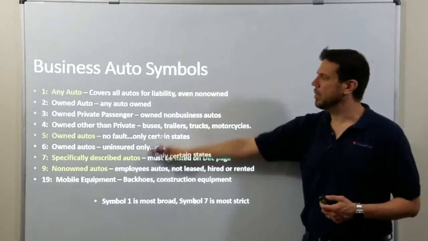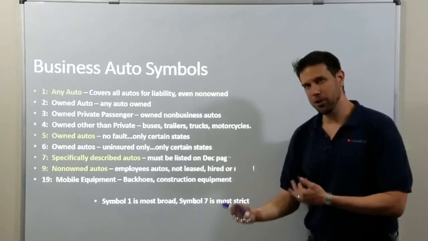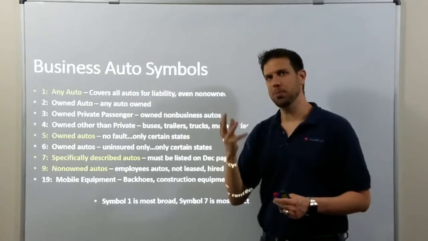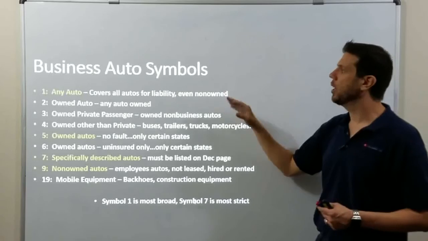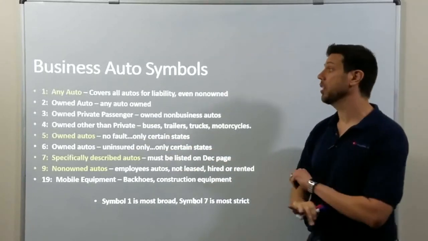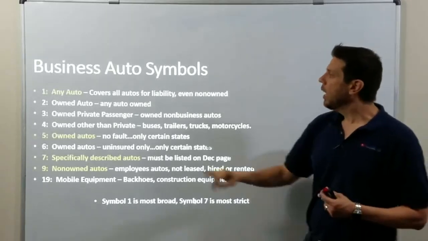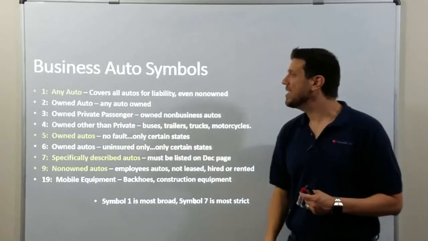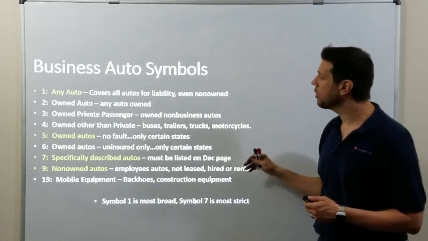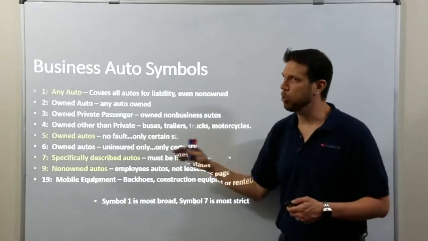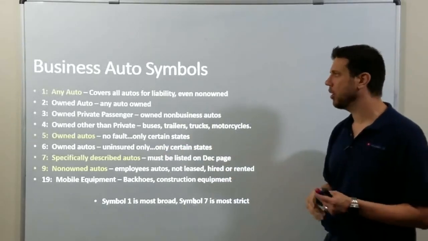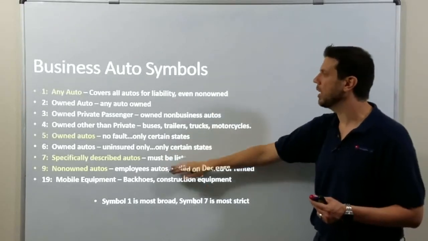Commercial auto uses symbols to decide which coverages to get. A symbol 1 is the most expensive business auto because it'll cover every vehicle that the business drives. They get liability insurance for everything. Symbol 7 is typically what businesses do. That's known as specifically described autos, where you have to list each vehicle on the deck page of the policy. So usually when you're writing business auto, you either do a symbol 1 or a symbol 7.